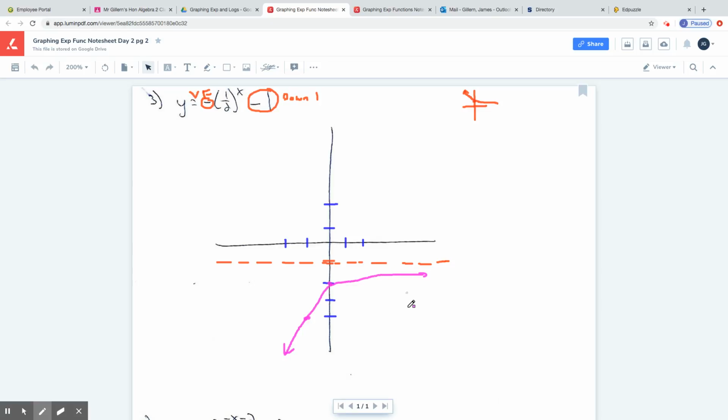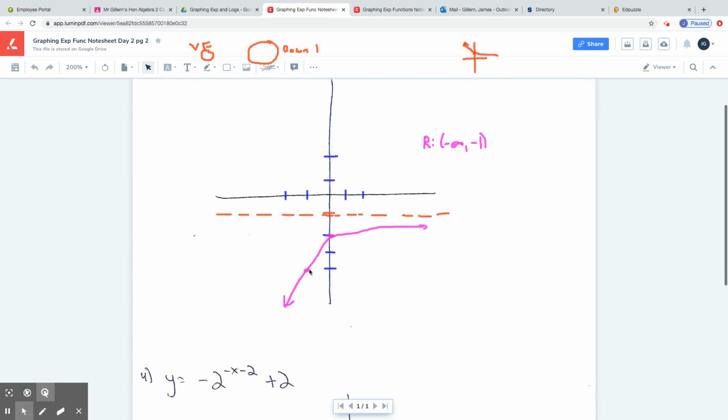Our domain, once again, is negative infinity to infinity. Our range for this one, it is below. So it's going to be negative infinity to whatever the horizontal asymptote is, which in this case is negative 1. Domain negative infinity to infinity, range negative infinity to negative 1.